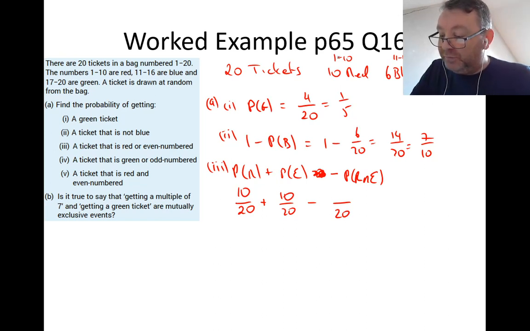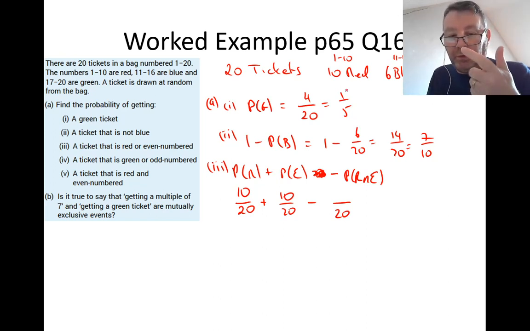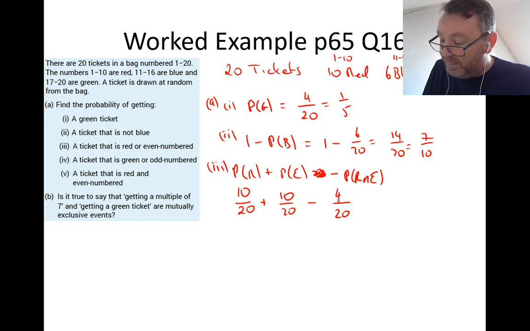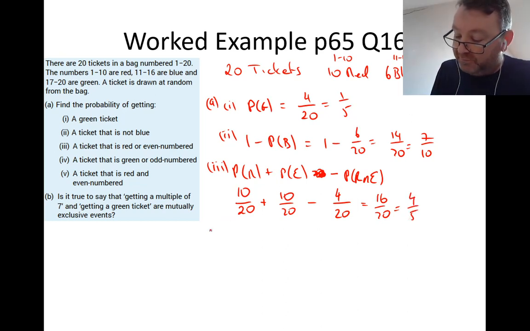Well, reds are between 1 and 10. So 2, 4, 6, 8. So 4 of them are going to be even and red, which means 10 and 10 is 20, minus 4 is 16 over 20, which is, you can divide across by 4, 4 over 5. Okay, part 4.